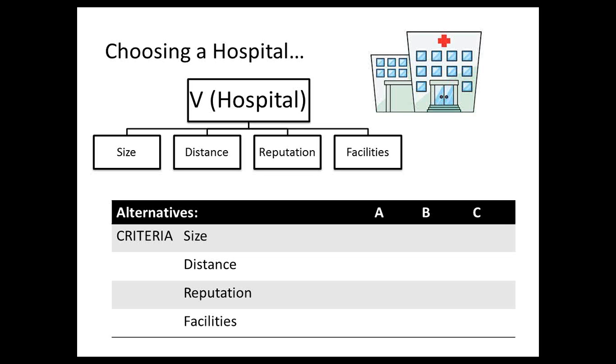When I put these criteria in a consequence table, I can describe the size of my alternative hospitals A, B, and C. I can describe the distance I need to travel to these 3 hospitals. I hopefully can get a description of the reputation of these hospitals, and I can make a list of the facilities these 3 hospitals offer.